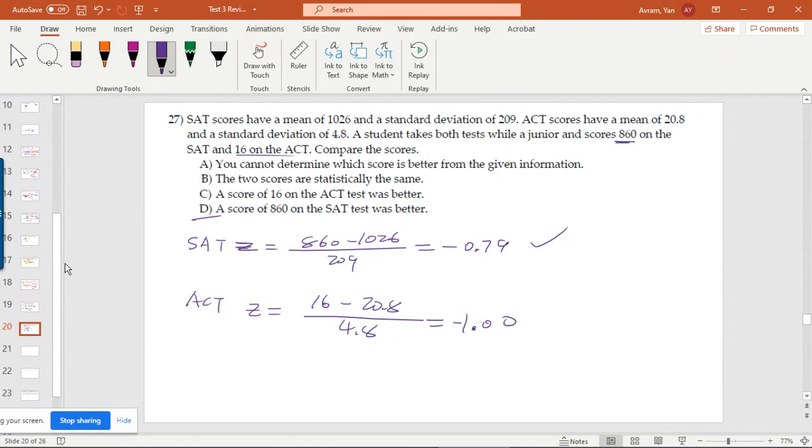The less negative. Sometimes I say the negative is something you owe. The less you owe, the better. Okay, so this one is below the average, but this one is a little bit less below than this one. All right, so on the SAT, the student did better. So when you compare negative numbers, you have to be very careful.